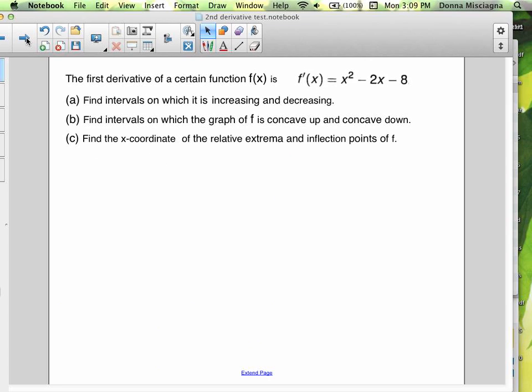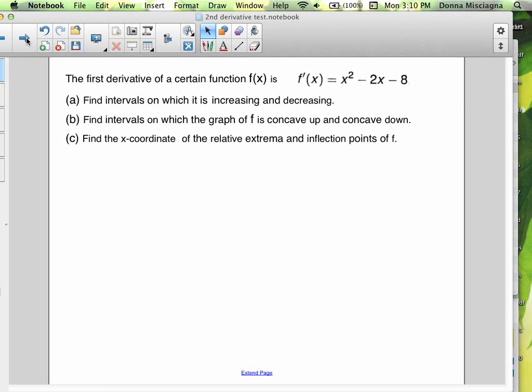All right, here's the next one. And this one is in your notes. We just didn't, for some reason, write the function down. The first derivative of a certain function f of x is f prime of x equals x squared minus 2x minus 8. A, find the intervals on which it is increasing and decreasing. B, find the intervals on which the graph of f is concave up, concave down. C, find the x-coordinate of the relative extrema and the inflection points of f.